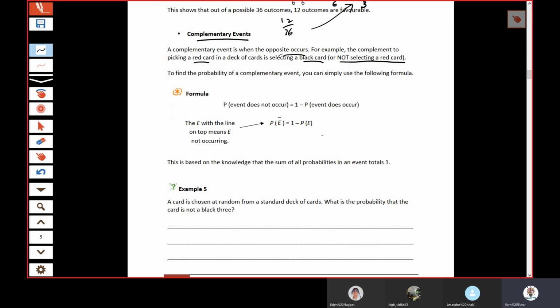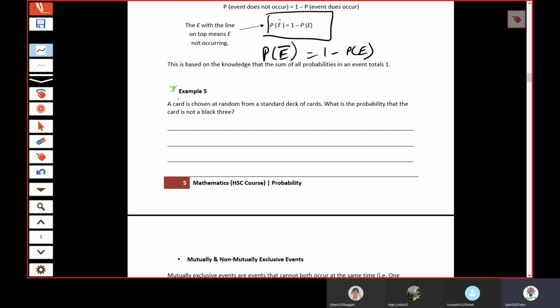Having a vanilla ice cream is 20%, not having a vanilla ice cream is 80%. Pretty straightforward stuff. It is useful for the harder questions. The way we represent it is the probability of the event not occurring. When you've got a line on the top, it means the opposite, so complementary, equals 1 minus the probability of the event. Okay. Any questions at this stage?